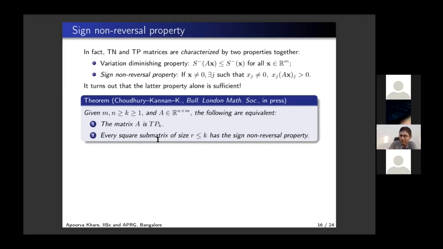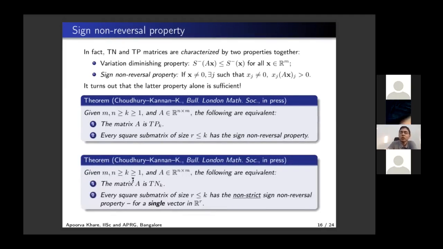This is total positivity. Similarly, there's a total non-negativity criterion, which is A is TN_k if and only if every square submatrix of size r less than or equal to k has the non-strict sign non-reversal property, and I don't even need to check it for every non-zero vector as I wanted. I need to check it for a single non-zero vector in R^r. A single one.